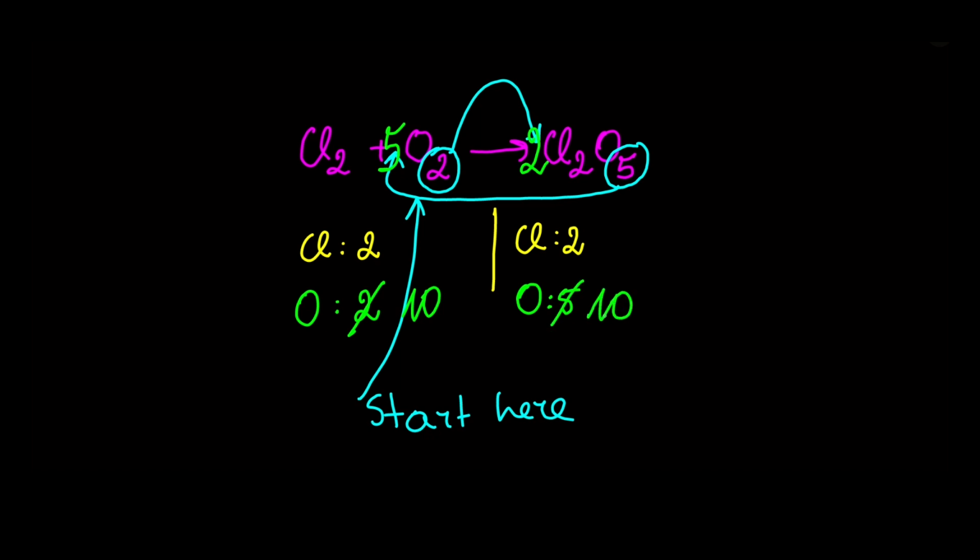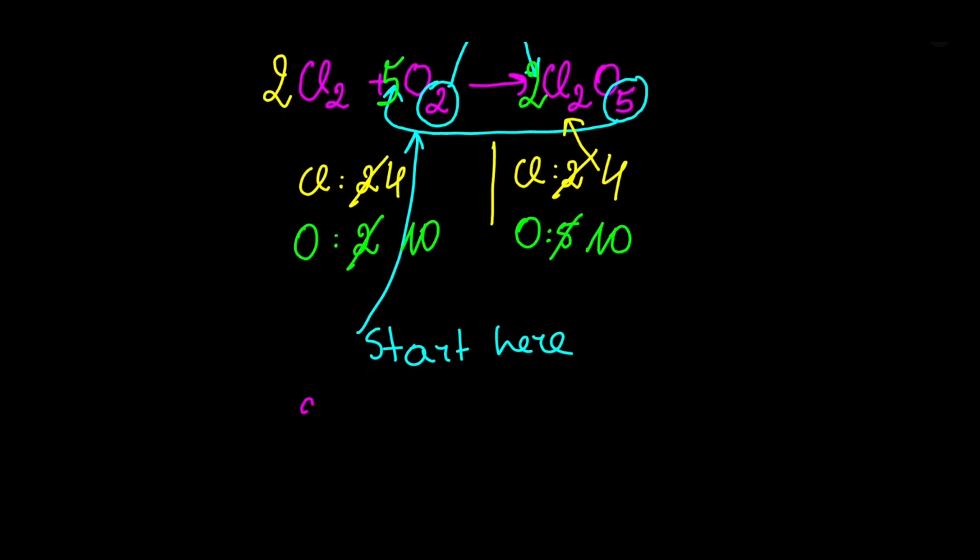Note that after we wrote coefficient 2, not only the number of oxygen changed, but also chlorine increased from 2 to 4. So now we need to balance chlorine before the reaction, and coefficient 2 should do the job just fine. And now we have a fully balanced reaction.